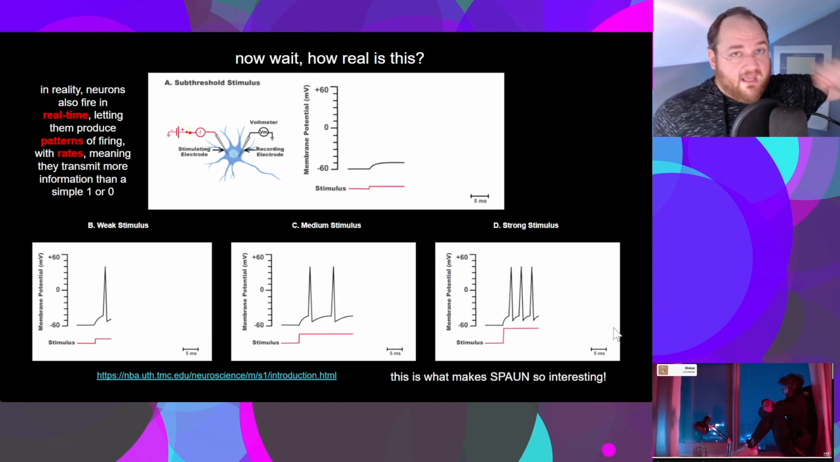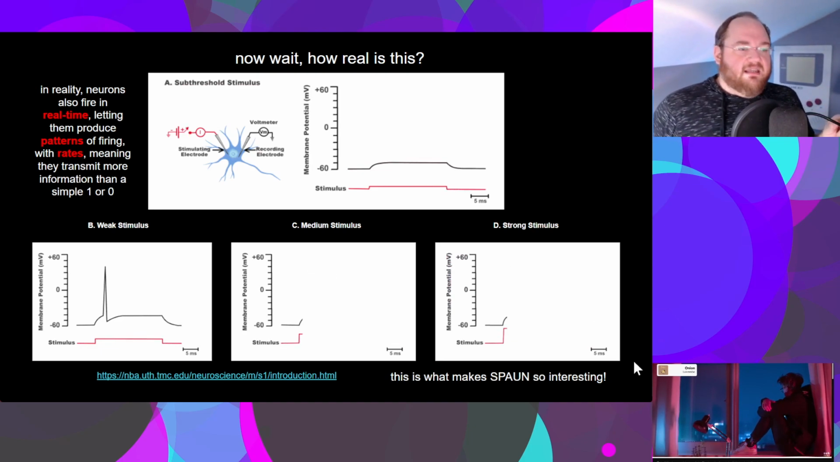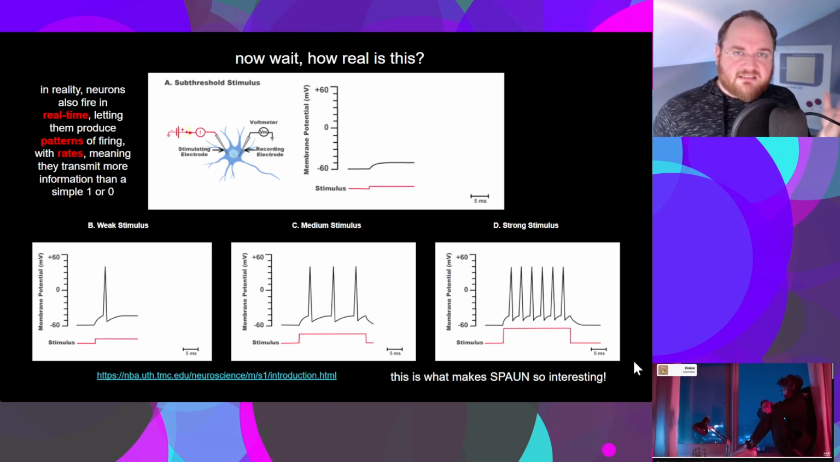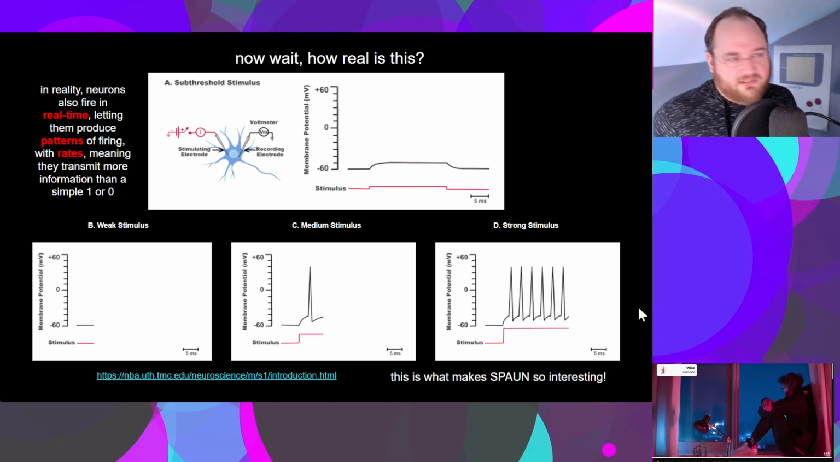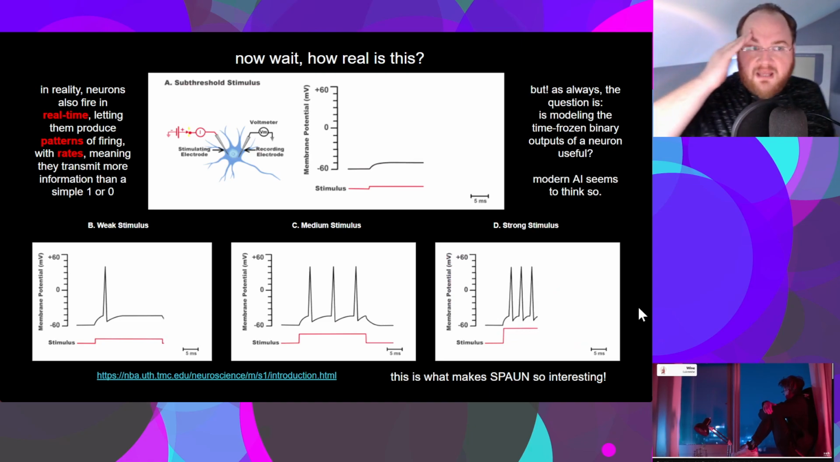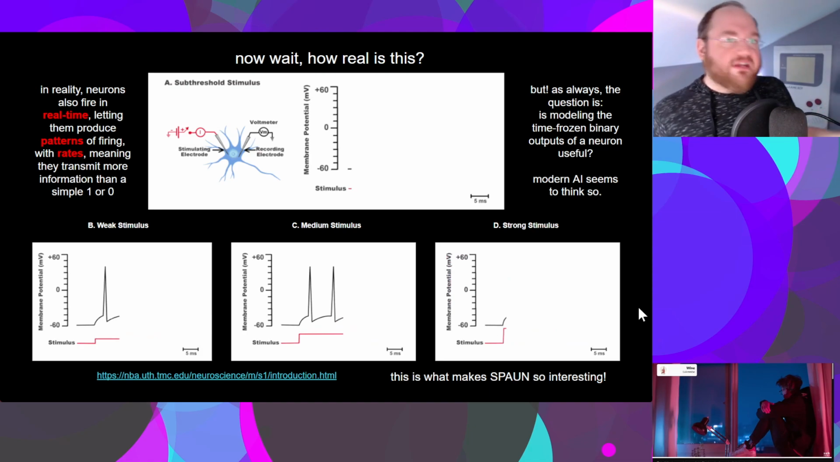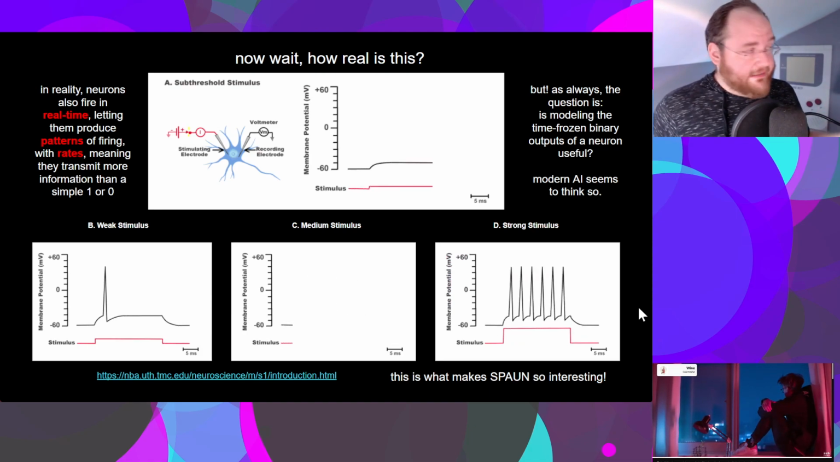All of this, by the way, is why Spawn is so interesting, because it does model this. It uses real-time simulations of neurons as opposed to just this sort of simplification, right? But it's also way more computationally expensive. So the real question, back to our core tenet in this course, is: is modeling the time-frozen, binary, simplified version of a neuron useful? And the answer is, God, yes.